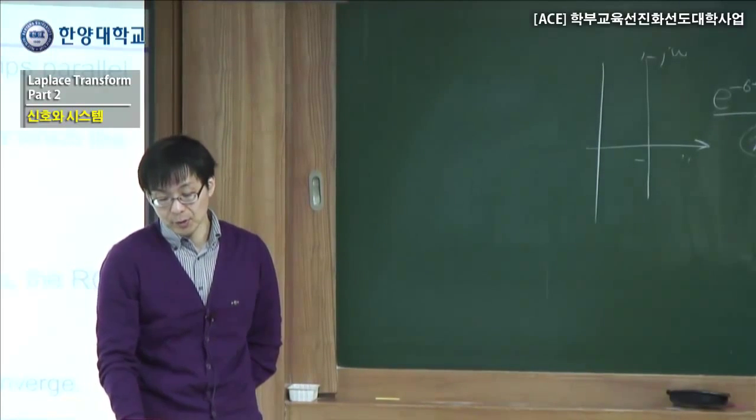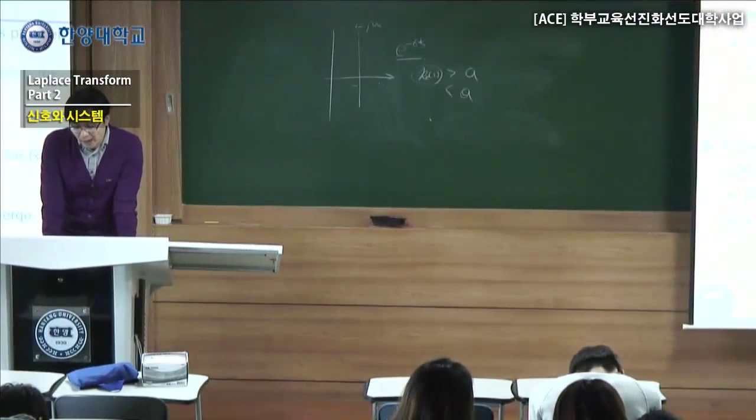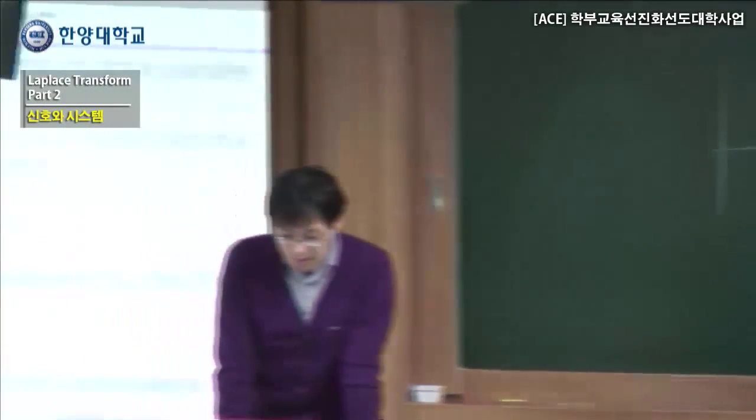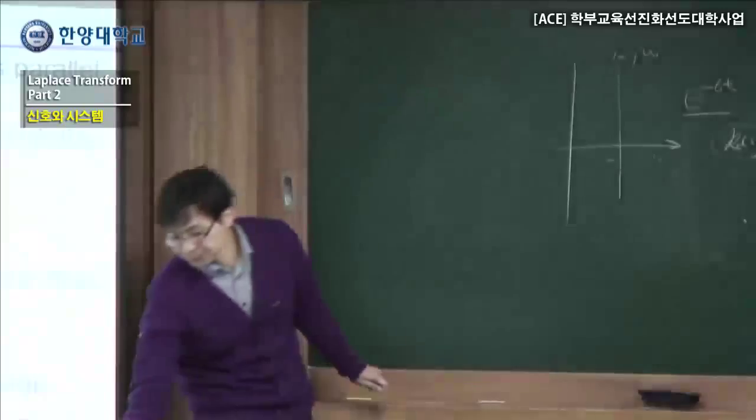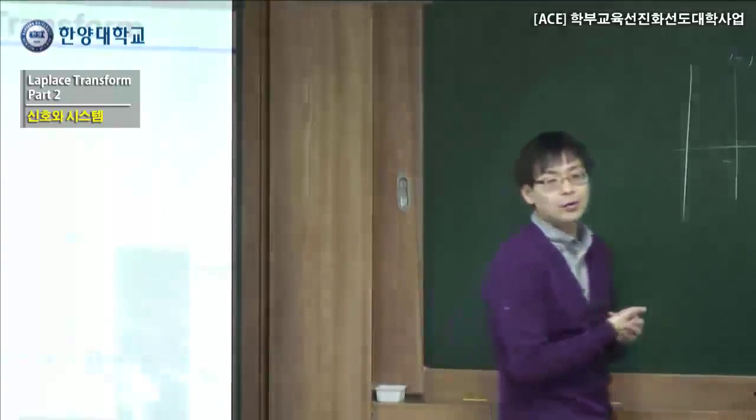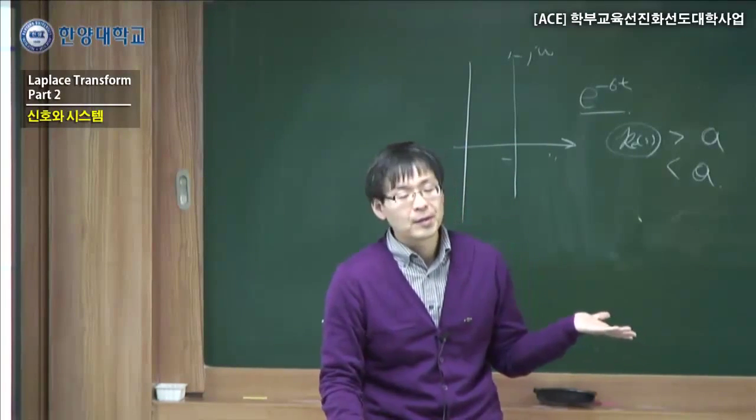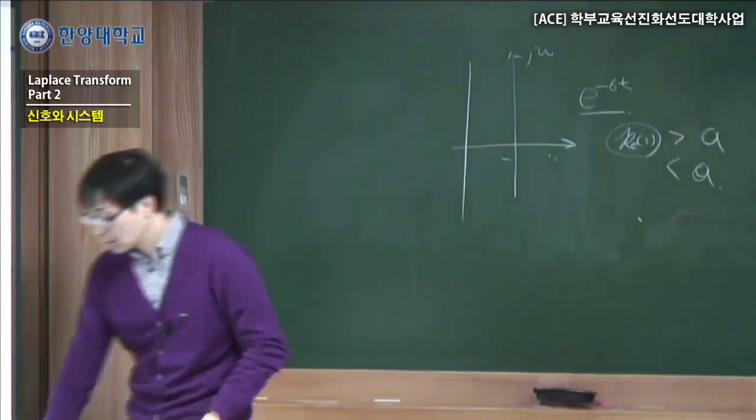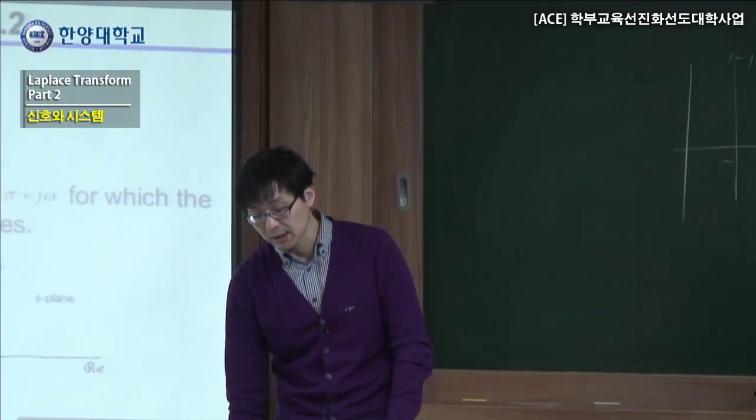Property number two. For rational Laplace transform, the region of convergence does not contain any pole. Let's go back to the example. This one contains a pole. Is this pole included inside the dark area over here? No, right? They're outside. What about other examples? Nope. Zero is inside, but not there. No pole inside.